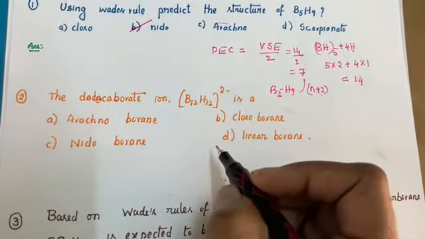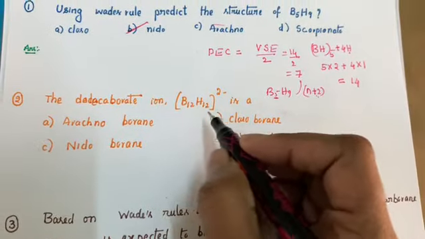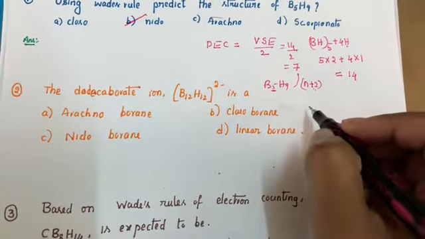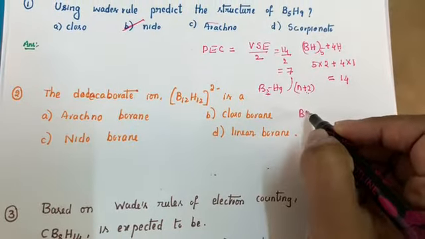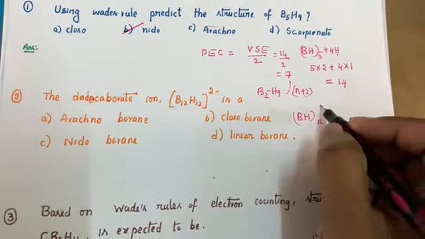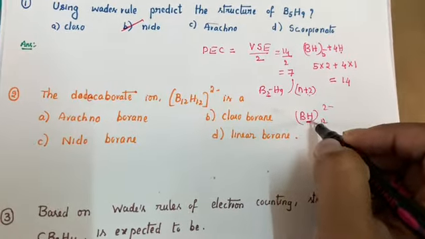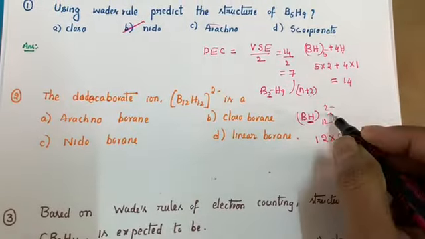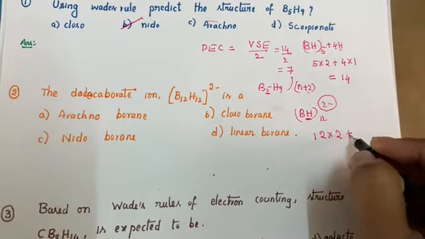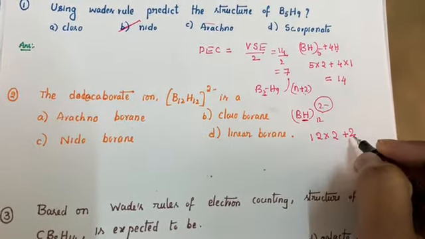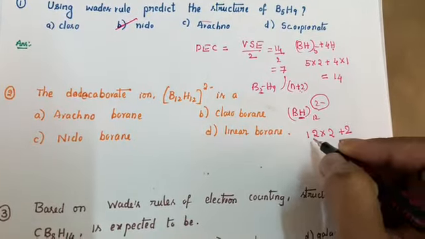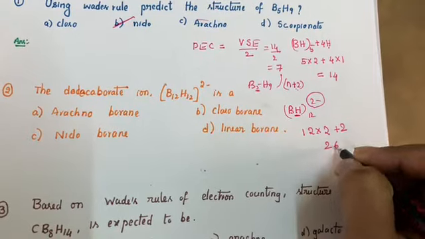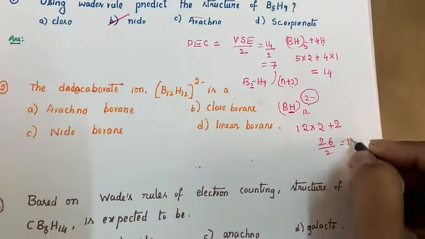Now the second question: the dodecaborate ion, that is B12H12 2 minus. As we know, we can write it as (BH)12 2 minus. You know each BH fragment contributes 2 electrons. So 12 multiplied by 2, and the minus 2 means it has gained 2 electrons, so a total of 2 extra electrons we are going to add here. So the total becomes 24 plus 2, 26, upon 2. So it is coming as 13.